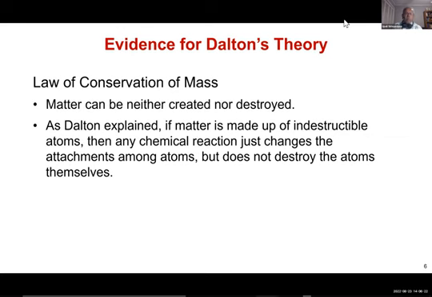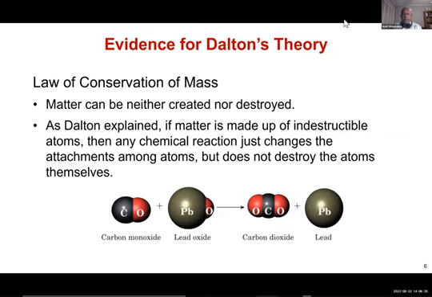So, for example, if you react carbon monoxide with lead oxide, lead oxide is converted to lead. Carbon monoxide is converted to carbon dioxide. The mass of carbon monoxide and lead oxide is the same as the mass of carbon dioxide plus lead produced.